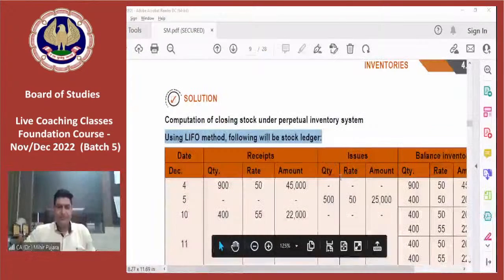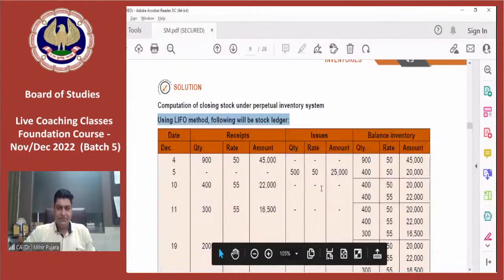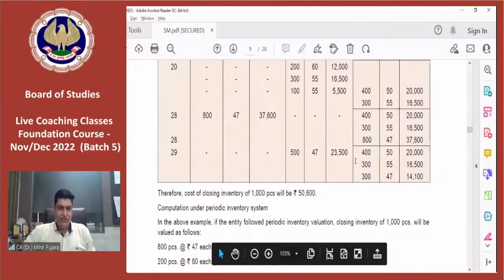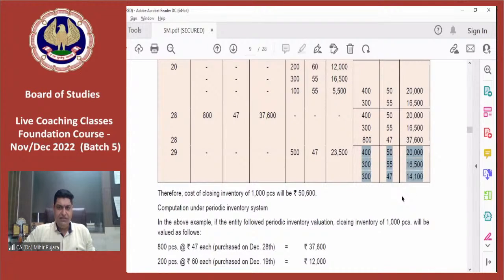Now, friend, you can say the total of these three, right? The total of these three, here it is, 50600. The answer will be 50600.